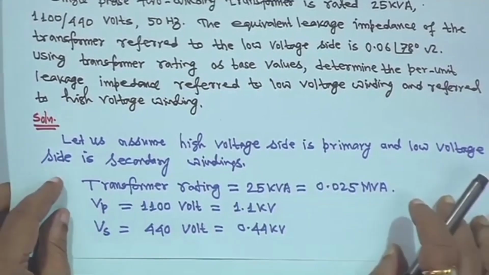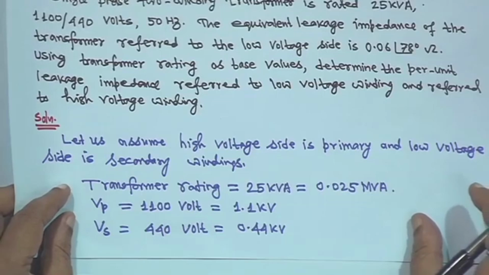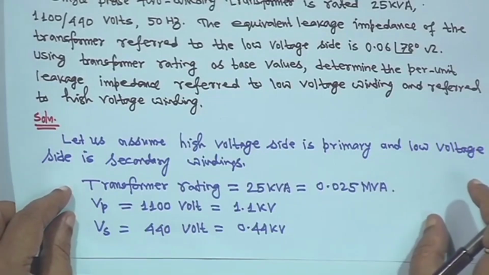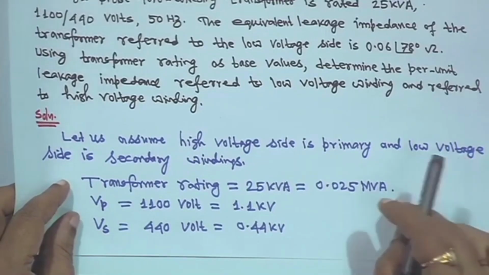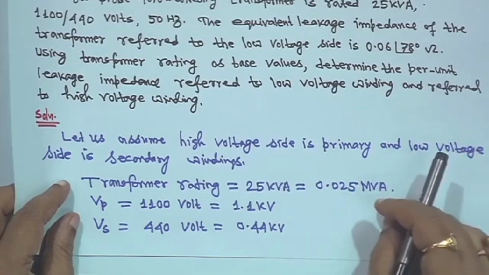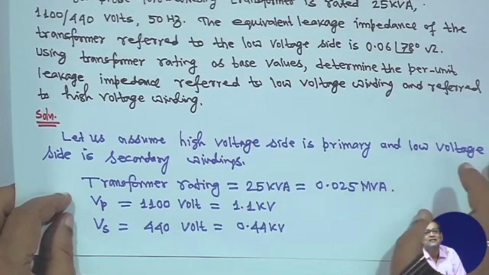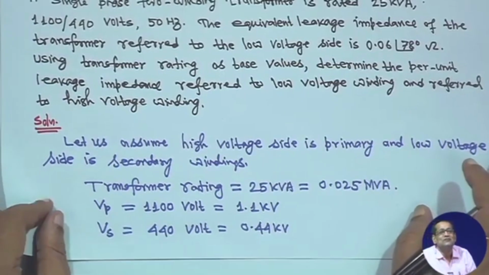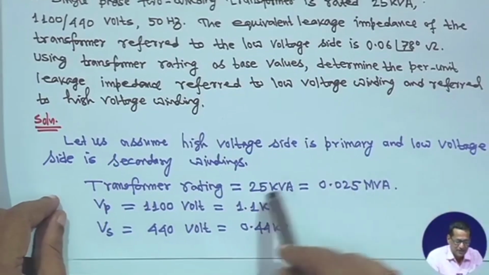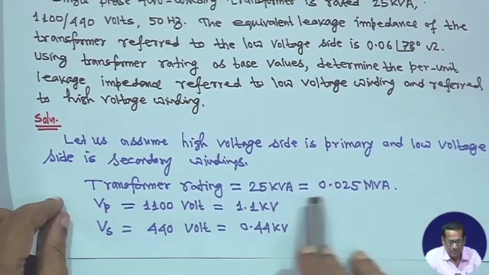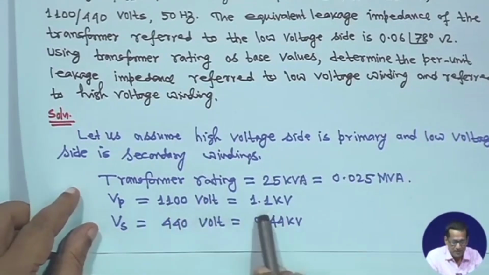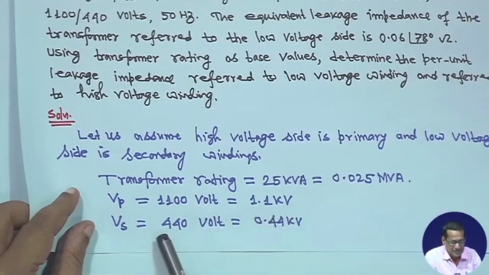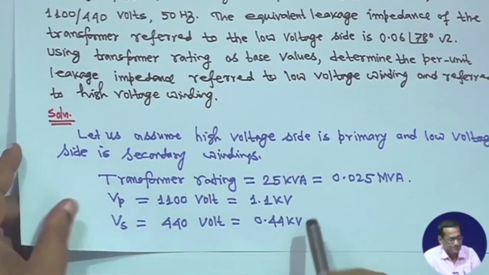Actually, when you solve numericals, rather than keeping base in kVA, VA or volt, my suggestion is that you convert base voltage to kilovolt, and whatever the base volt ampere, you convert it to MVA. In my opinion, things will be easier for you to calculate. Therefore, the transformer rating 25 kVA is converted to 0.025 MVA, the primary side voltage 1100 volt to 1.1 kV, and the secondary side 440 volt is 0.44 kV.